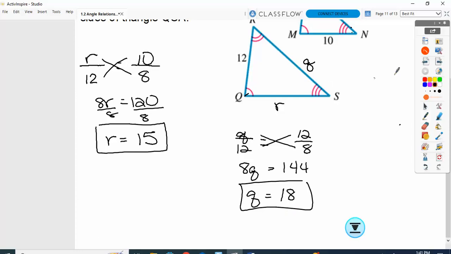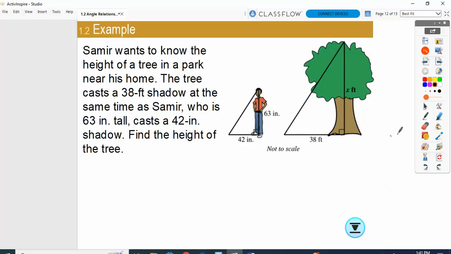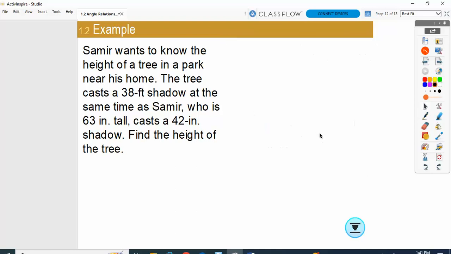I want you guys to read this problem and see if you can set it up. But again, I'm going to take away your picture. You can draw one. We're trying to find the height of a tree. So can we all agree that we're going to go straight up for that? We're going to assume it's a nice straight tree. I don't know that height, so I'll call that X.